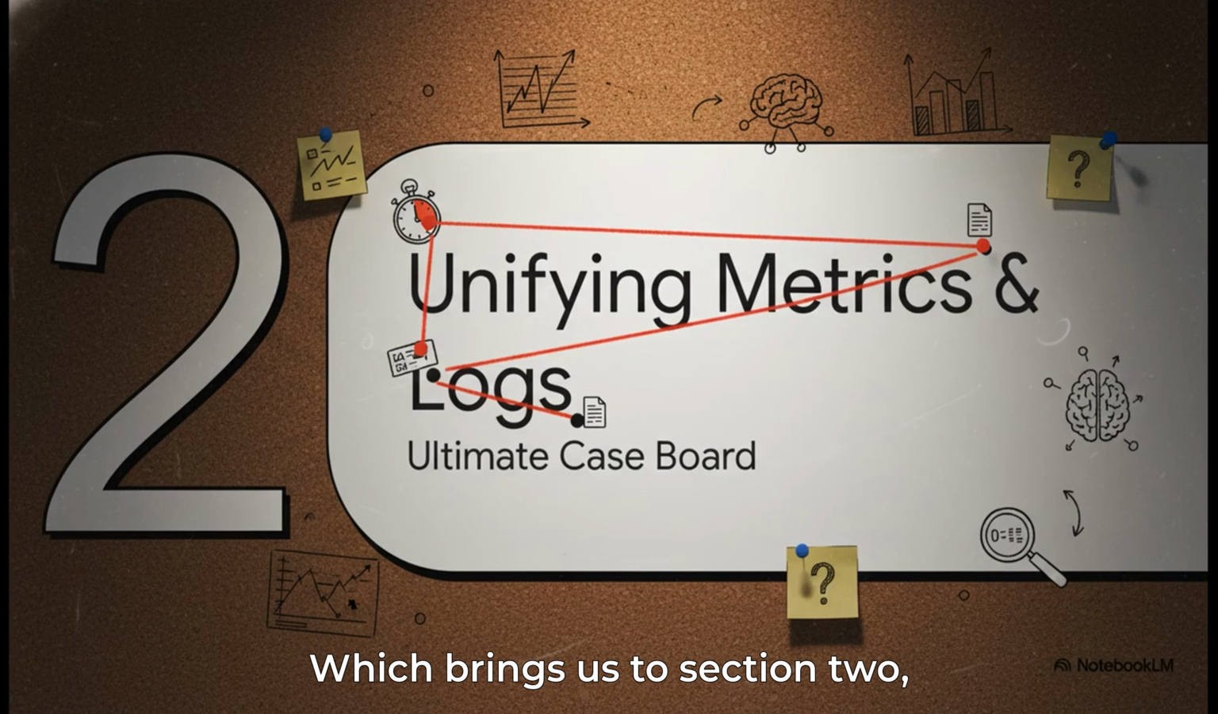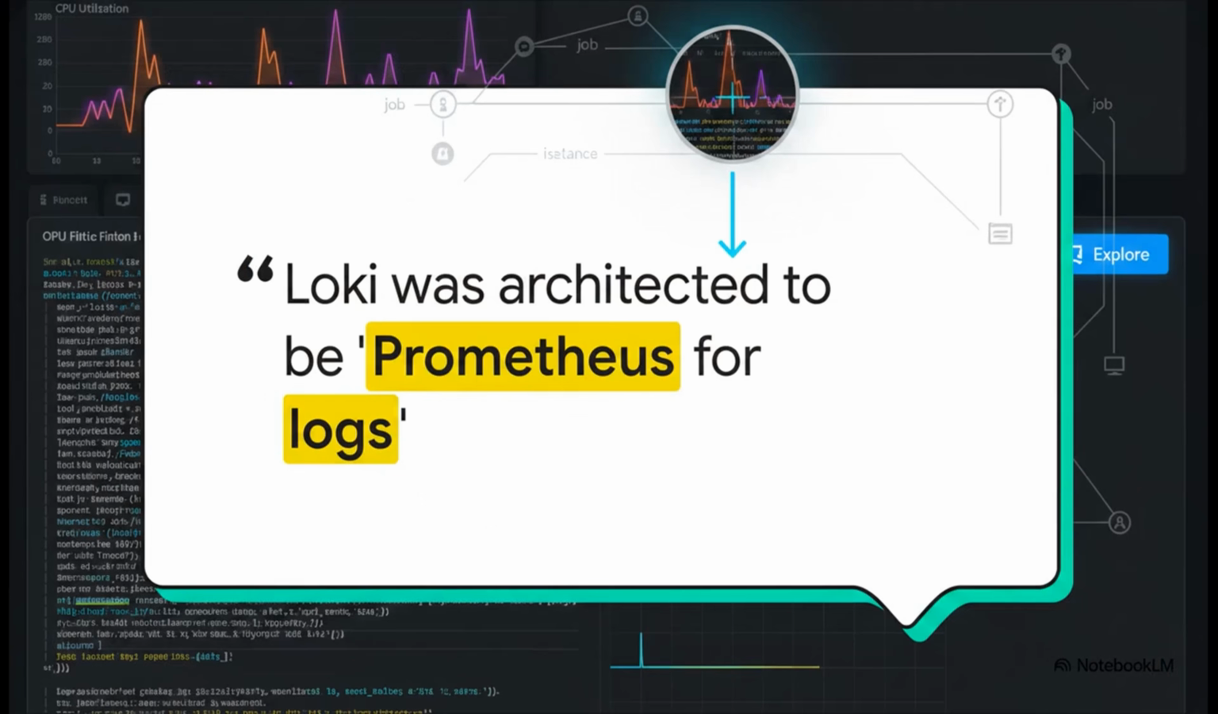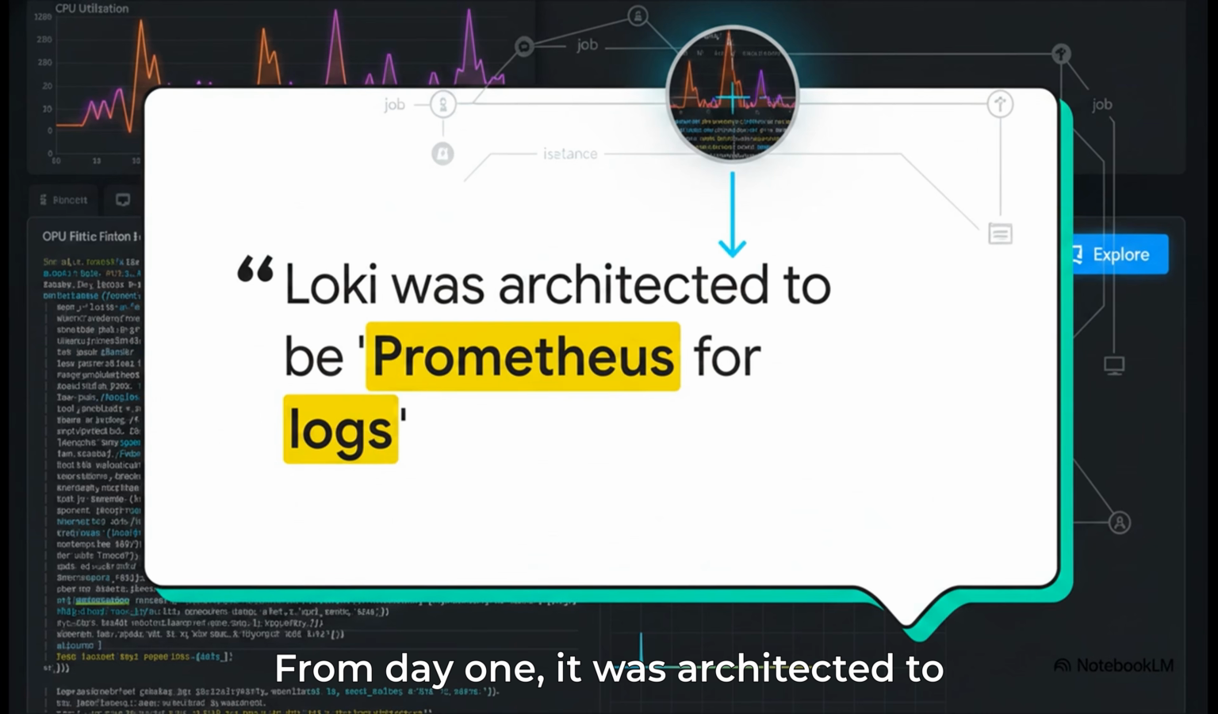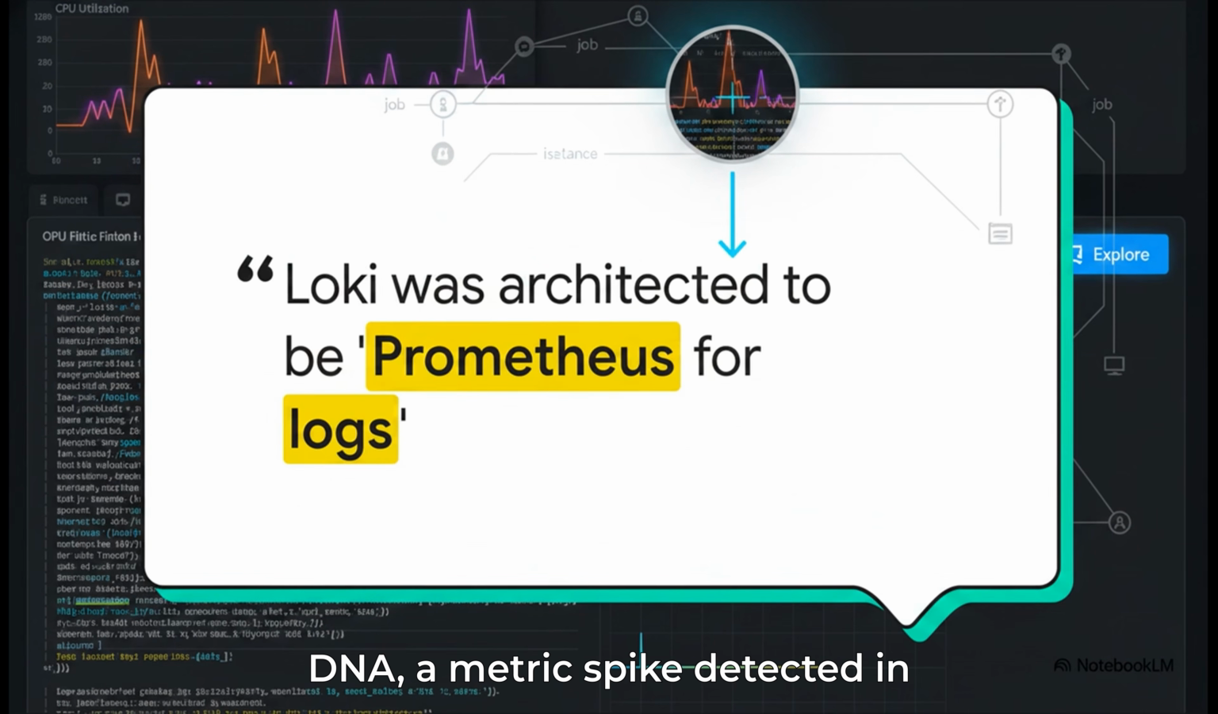Which brings us to section 2, unifying metrics and logs, building the ultimate case board. The secret sauce here lies in the fundamental design of Loki. From day one, it was architected to be, quote-unquote, Prometheus for logs. It organizes your log data into streams defined by labels. Think job, instance, and service. Because they share this identical DNA, a metric spike detected in Prometheus maps directly to a log stream in Loki with the exact same metadata. There's no guessing involved. That structural correlation is already built right in.